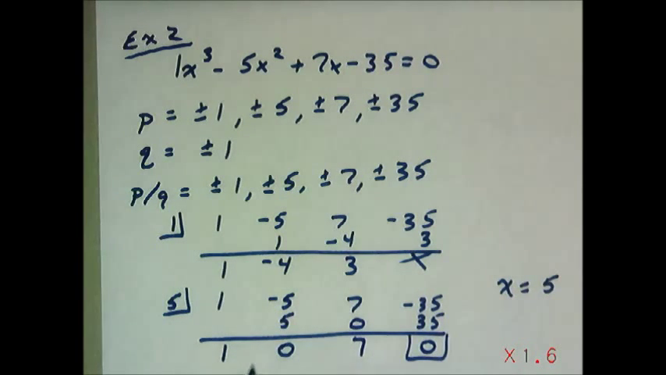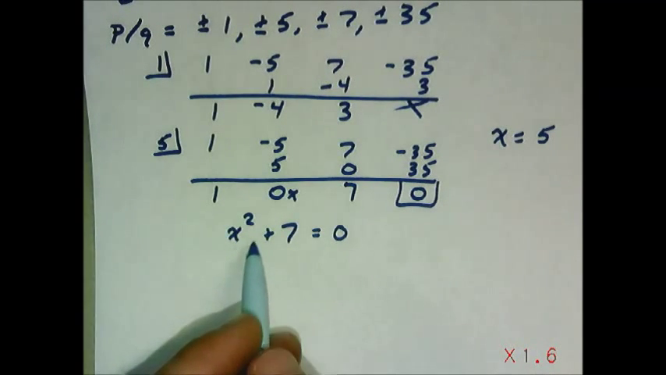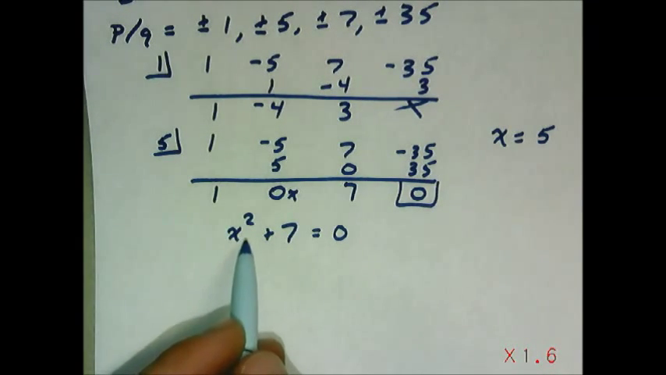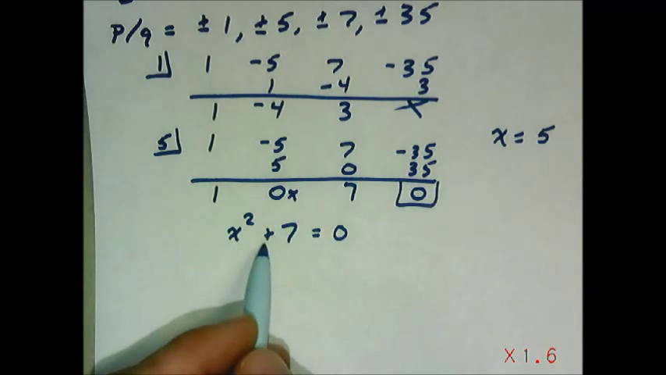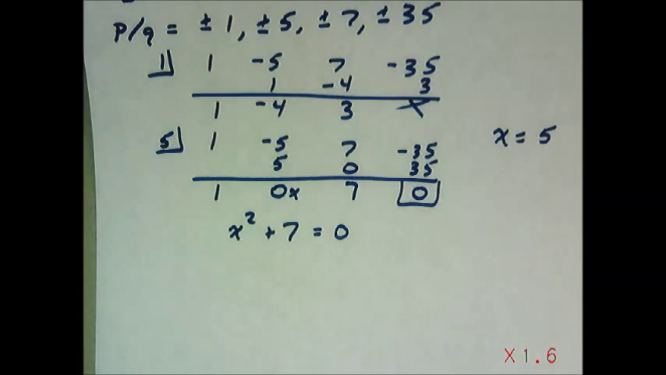My remaining information is x squared plus 7. Remember, I have 0 x's here, and 0 x's is nothing, so I get x squared plus 7 equal to 0. Solving this one, I don't need the quadratic formula since I don't have that linear term or middle term, so I can go ahead and use my square root method.